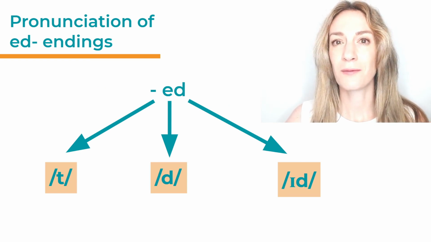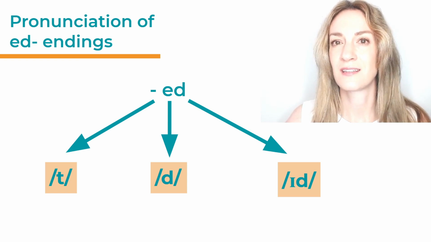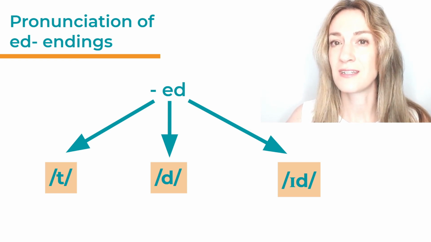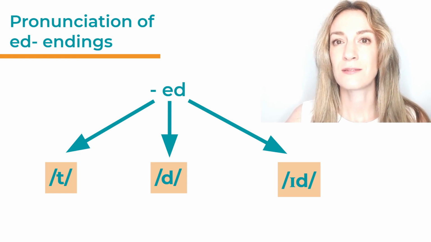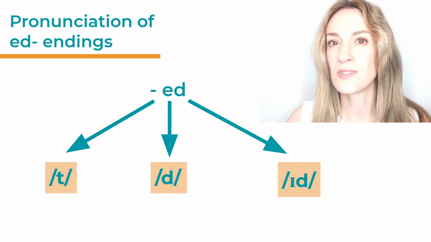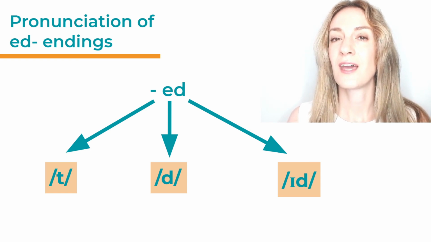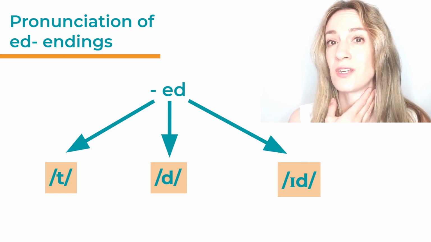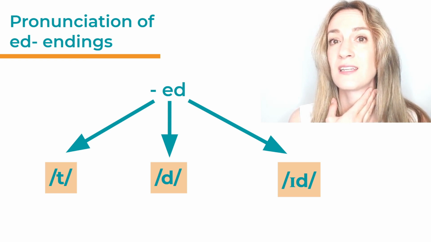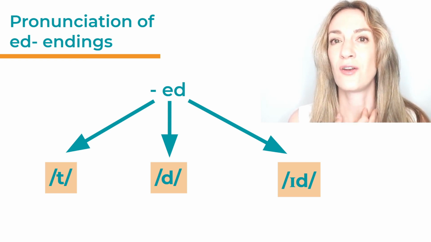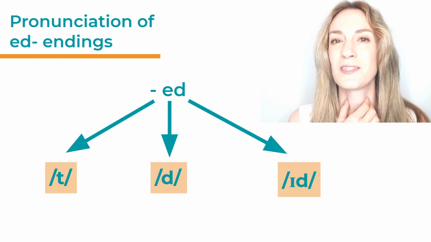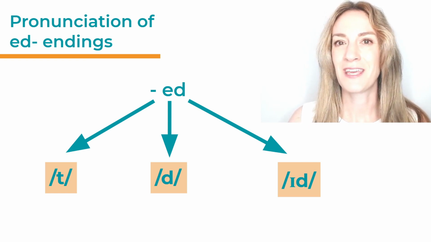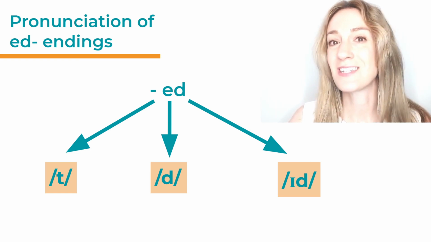The first option is t. T is an unvoiced consonant in English. Unvoiced means that we do not use our vocal cords, and you can test this by putting your hand very lightly to your throat. And if you do that and say t, there is no vibration here because this is where your vocal cords are located and they are not vibrating when producing the sound t.